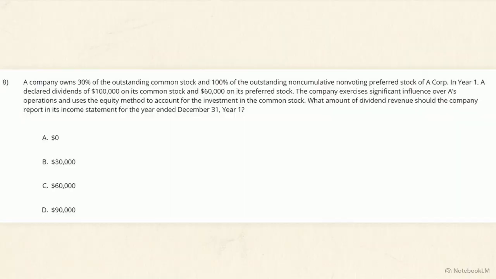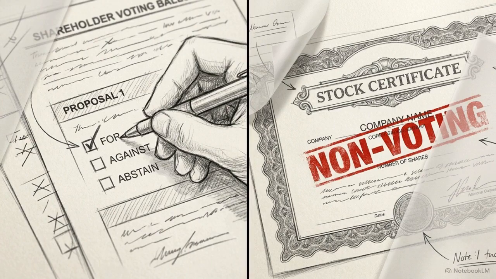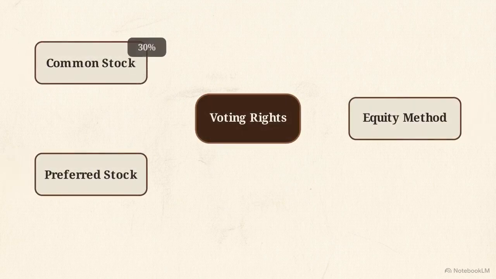Let's pivot to a final edge case. How does the math respond if an investor holds two different classes of stock? In this scenario, the company owns 30% of the common stock alongside 100% of the preferred stock. Recall the strict boundary established earlier. The presumption of significant influence is tied exclusively to voting interests. Common stock carries voting rights. Therefore, the 30% stake easily triggers the use of the equity method.